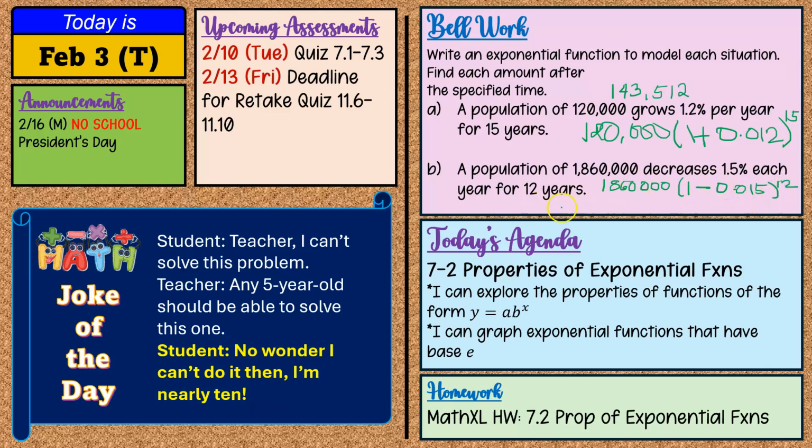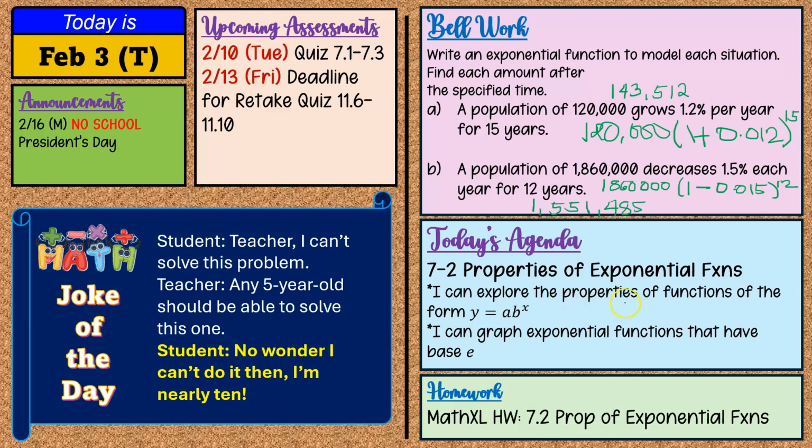And if you use your calculator, again, we're talking about populations, it's going to be a whole number. This is going to be 1,551,485. So again, from 1,860,000 in 12 years, it's going to go down to 1,551,485. All right, so that's a quick review of our previous topic. And so as I was mentioning earlier, we're going to go ahead with the properties of exponential functions.